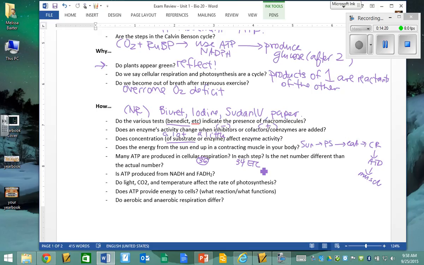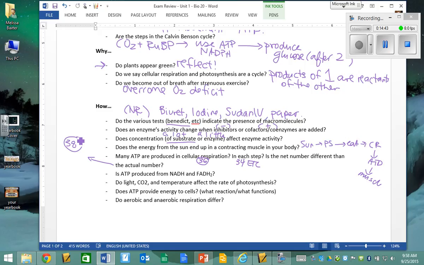Is the net number different than the actual number? And this is just a small point. You actually can make 38 ATP, but because we are multicellular, we need to use 2 of them up. So theoretically, a bacterial cell could make 38 if they don't have a multicellular organism to support.